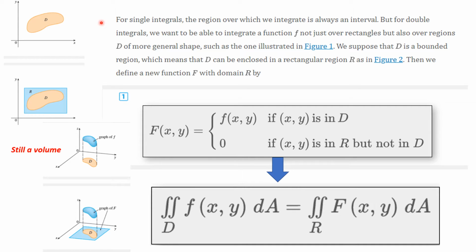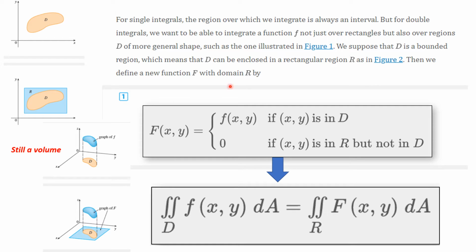For single integrals, the region over which we integrate is always an interval. But for double integrals, we want to be able to integrate a function, lowercase f, not just over rectangles, as we did with the iterated integrals in a previous lecture, but also regions D of a more general shape. Let's just think about the general shape as being a bean-shaped region like that D. There are topological characteristics that we'll talk about later, especially when we talk about Green's theorem. But for right now, just think of it as being this.